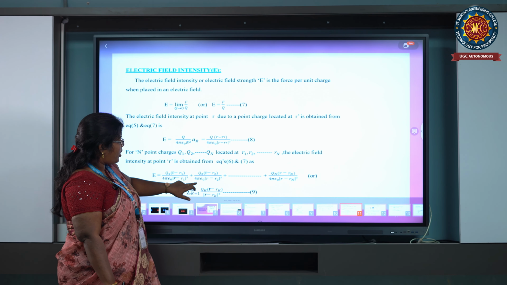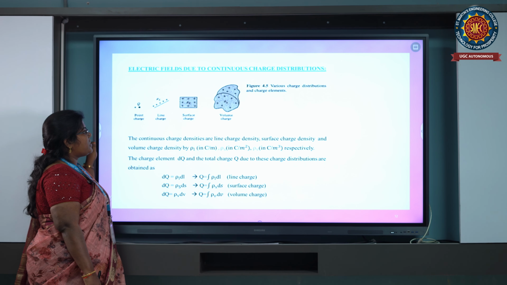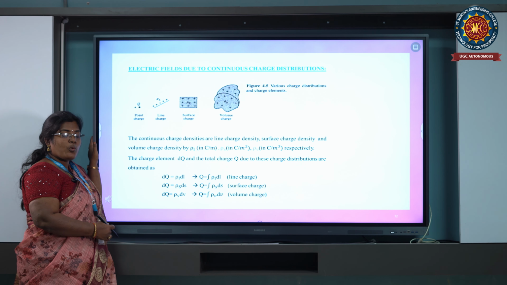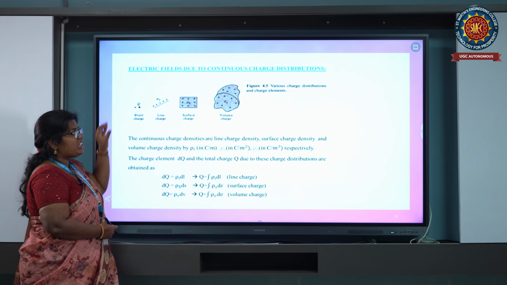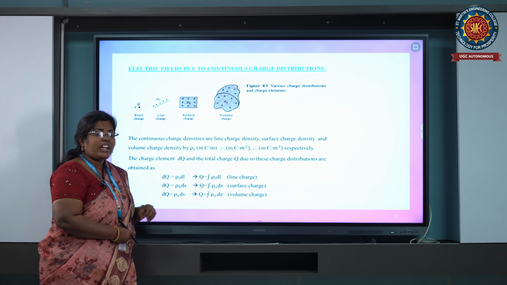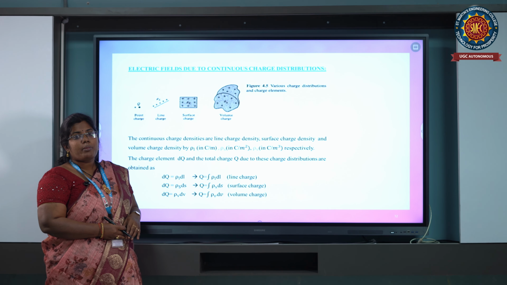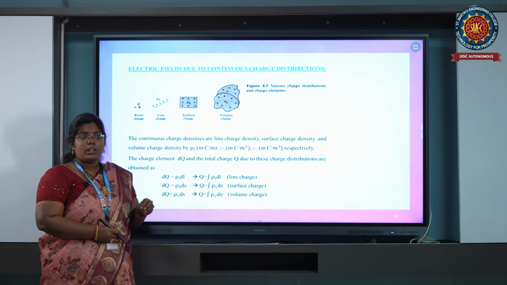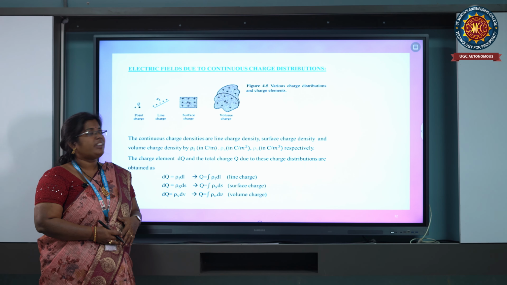Here we can see the different charge distributions. You can observe these are the four different types of charge distribution: point charge, line charge, surface charge and volume charge. Point charge means we can keep a charge anywhere; different particles, either positive or negative charge particles, can occur. The point has no dimension, so the charge can occur anywhere.